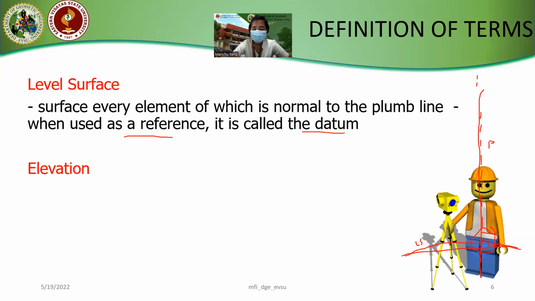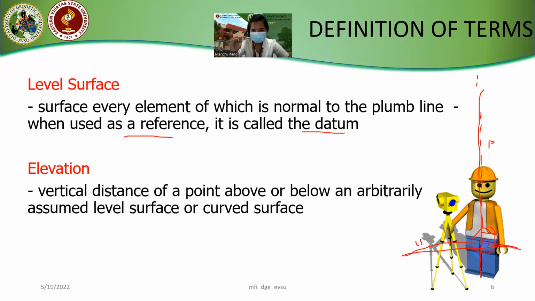we mentioned this several times. When you say elevation, this is a vertical distance of a point above or below an arbitrary or assumed level surface or a curved surface. So from the level surface, if this is the level surface and this is the point above the ground, so from zero, like for example, yung ating level surface ay zero yung elevation, and then this is the point on the surface of the Earth. So therefore, the elevation is from here until this point. Okay, I'm going to show an illustration in which all of these elements are being mentioned. So para mas maklaro, on the next slide.